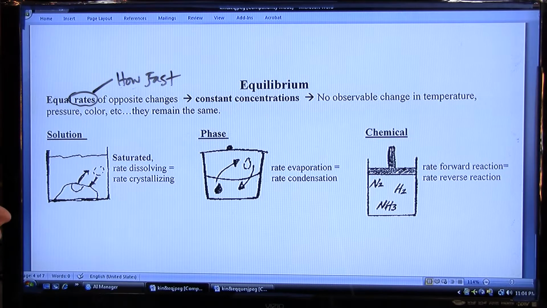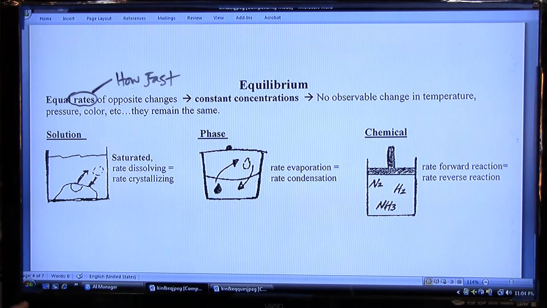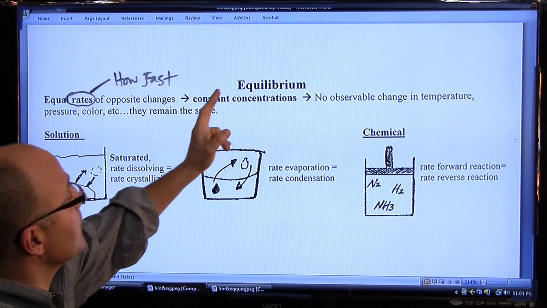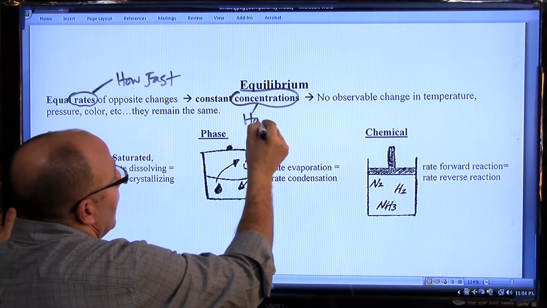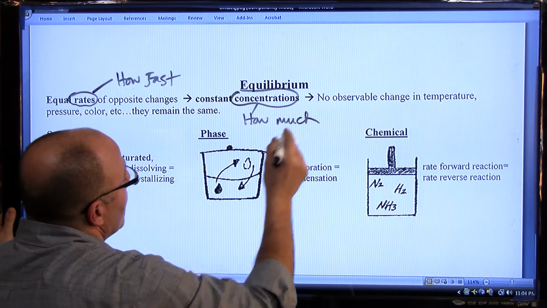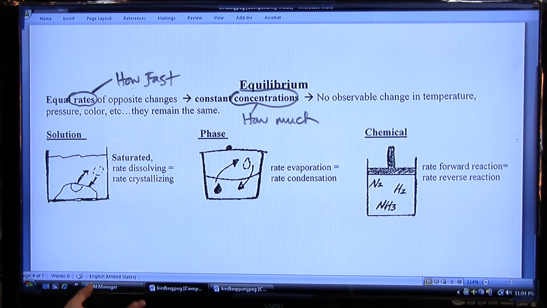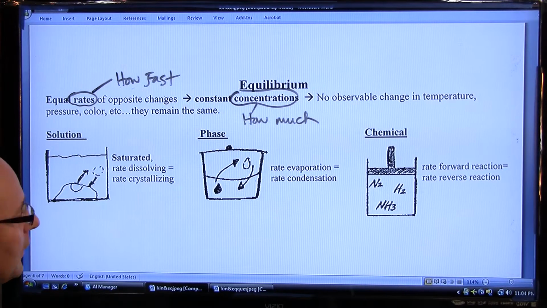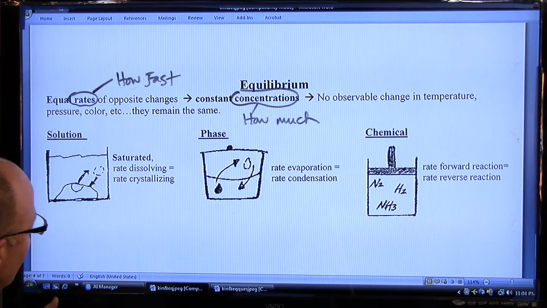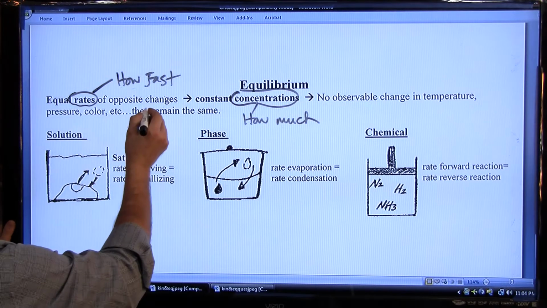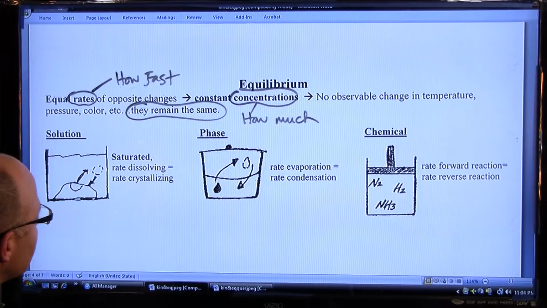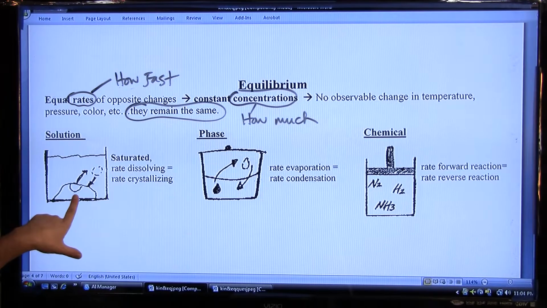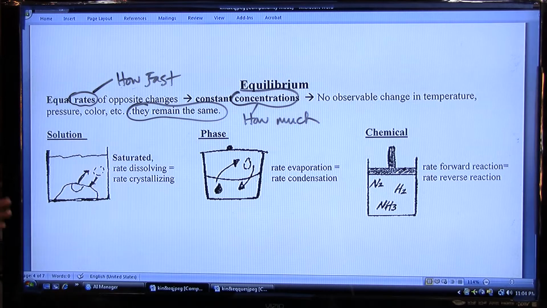And because these opposite changes are occurring at the same speed and at the same time, as a result, we'll get constant concentrations. And concentration is how much. So when a system has reached equilibrium, there'll be no observable change. It's going to look the same in terms of color. There won't be any change in temperature, pressure, etc. Everything will remain the same. It's going to appear that the system is dormant or dead or static, but in reality what's happening is that you have opposite changes, which we'll go over in a second, occurring at the same speed and the same time. So that's why you see no change.